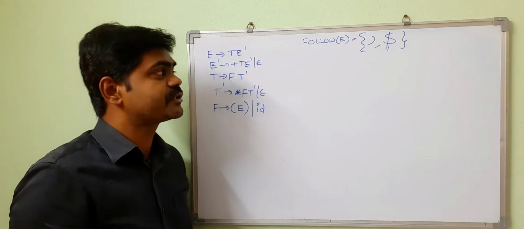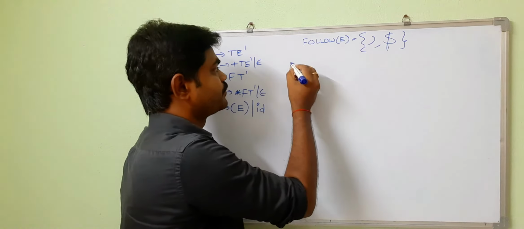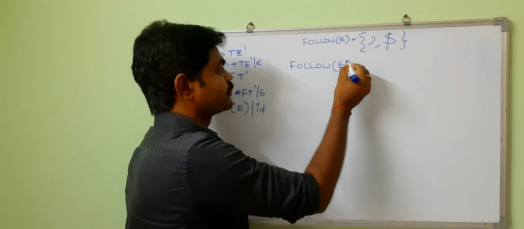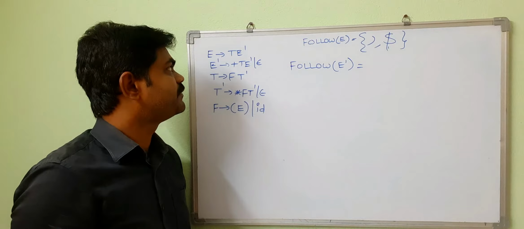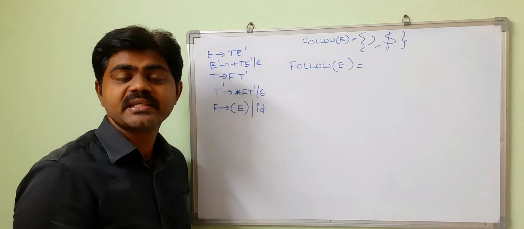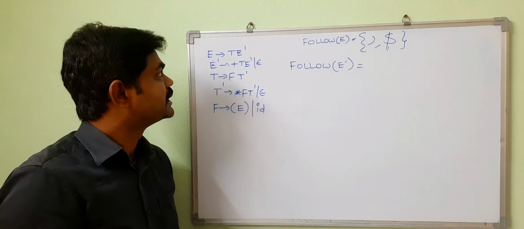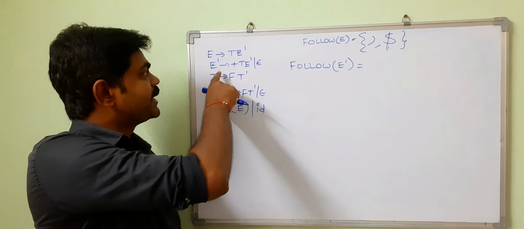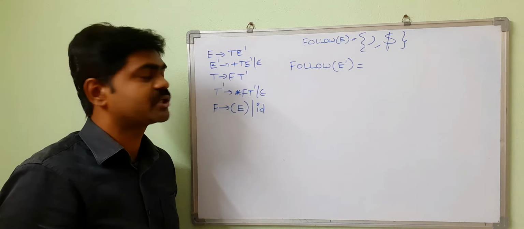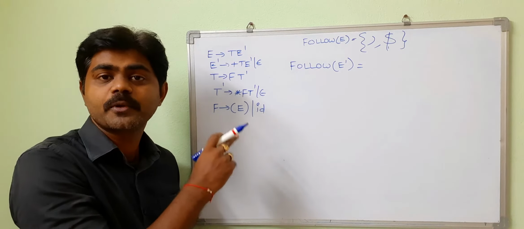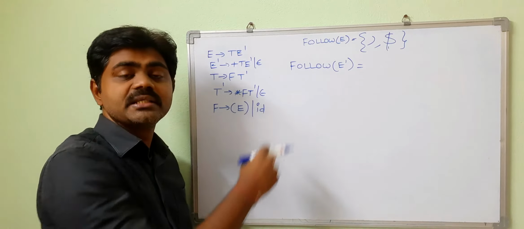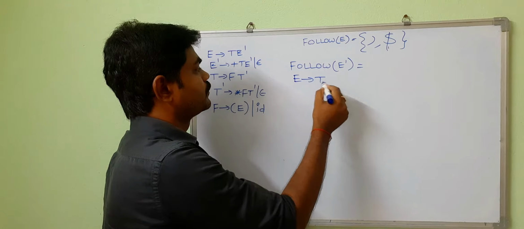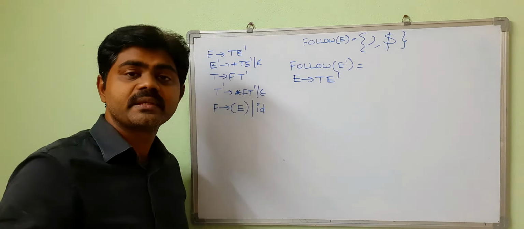The next thing we should find out is follow of E dash. So where do we have E dash? Take the first production, E tends to T E dash, and we have the second production, E dash tends to plus T E dash or epsilon. So in these two productions we have E dash. Let us consider the first one, E tends to T E dash.